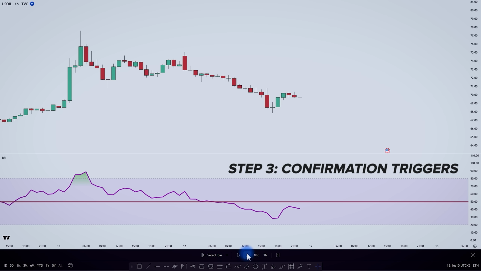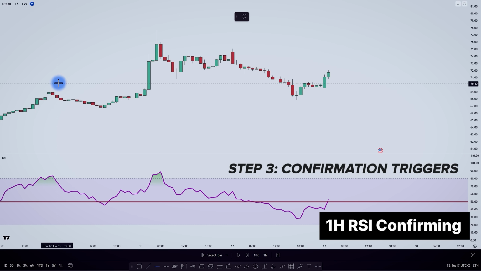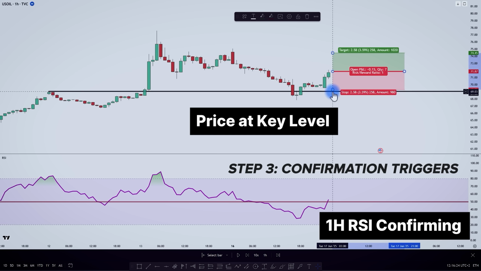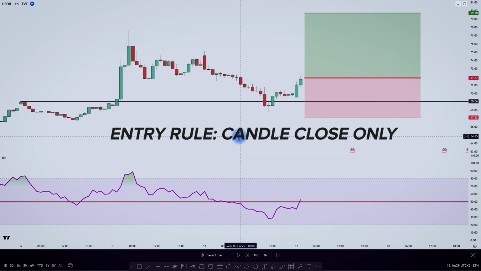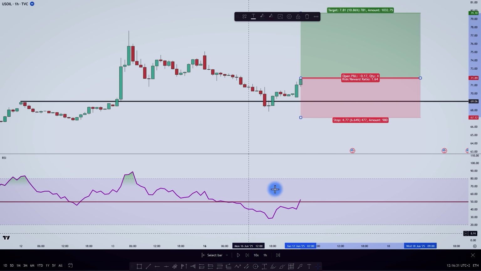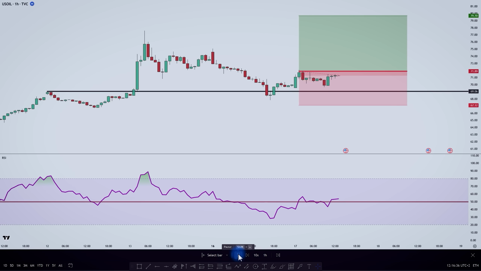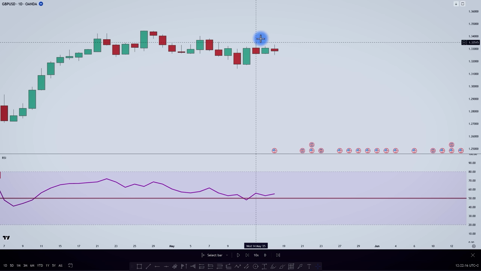Step 3. Wait for confirmation. Before I take any trade, all systems must align. Is the 1-hour RSI confirming? Is price at a key level? Do I have a signal candle? If anything is missing, I don't trade. Entry always happens at candle close, never mid-candle. Stop loss goes at the recent swing point. Target is always minimum 2-to-1 reward to risk. These rules are non-negotiable.